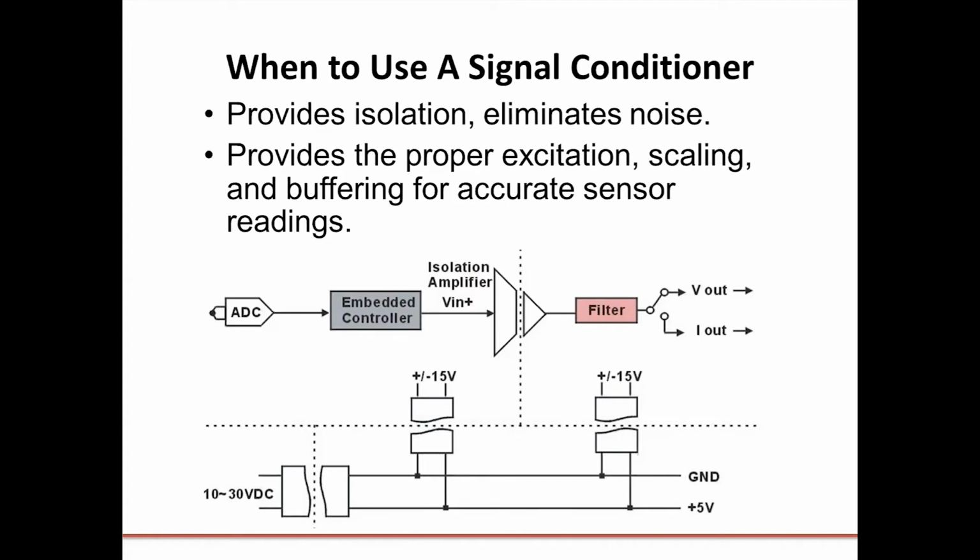Our signal conditioners provide three-way isolation. It's isolation on the power, communication, and channel-to-channel. Isolation is especially important in high-noise environments and when you're dealing with very high voltages and currents.